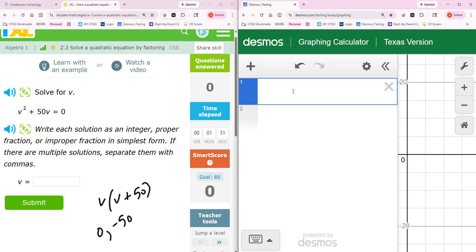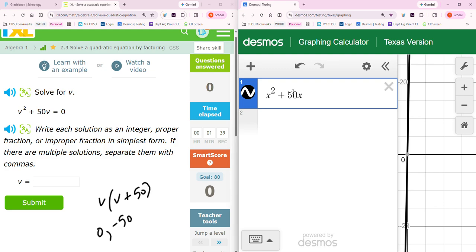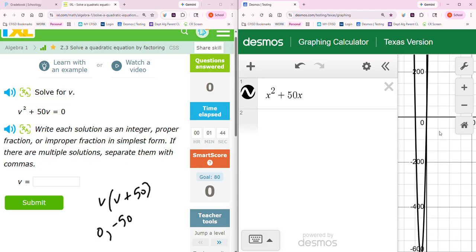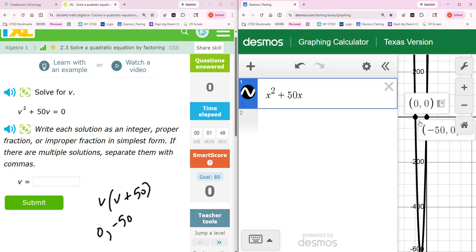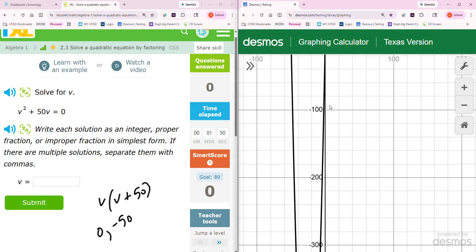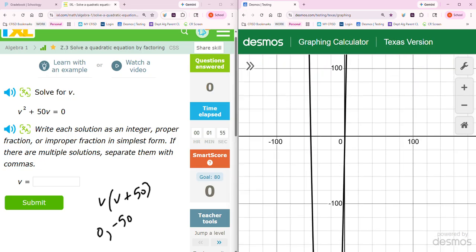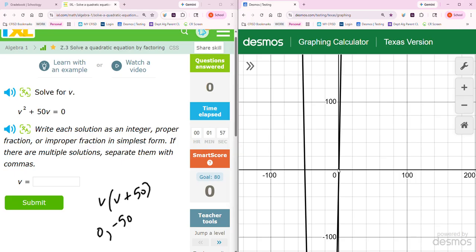You can also look at this in Desmos. So I can do x squared and then plus 50x. I'm using x instead of v because it won't recognize it. So I'm looking here at where we're crossing the x-axis. We are crossing the x-axis right here at 0, 0. So I'm looking at my intercepts there at negative 50 and 0.